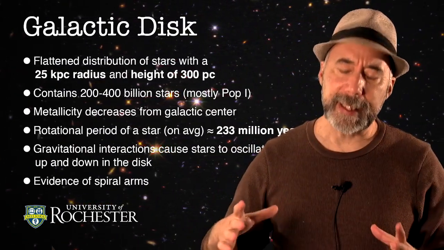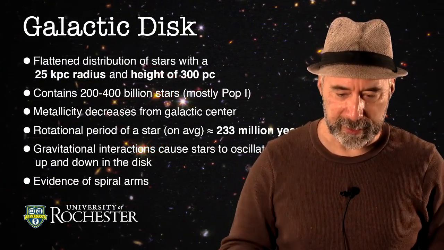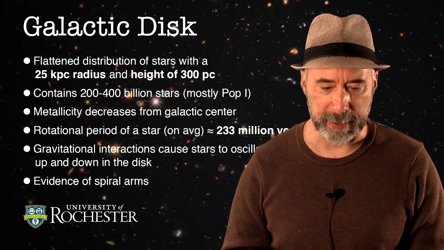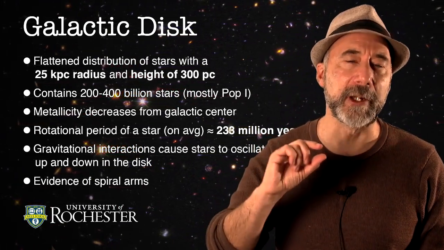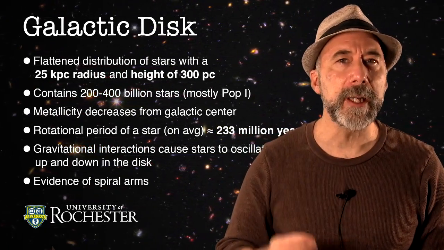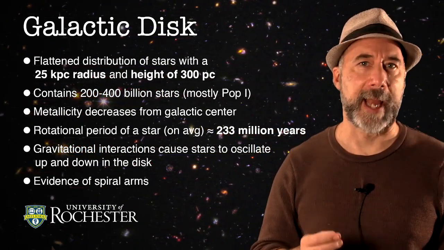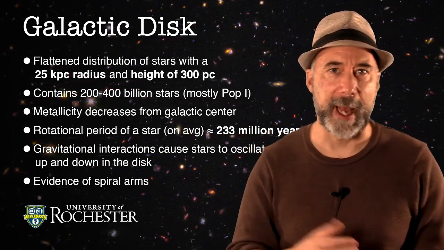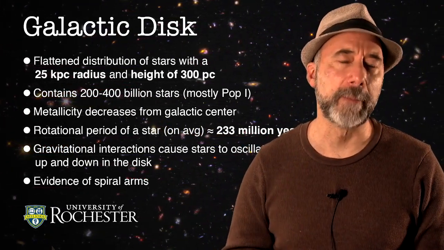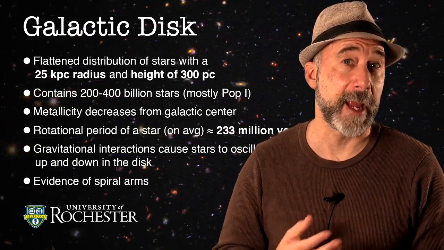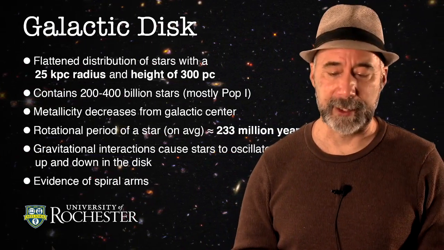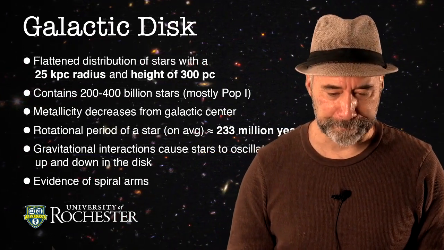So the galactic disk is a flattened distribution of stars. It's a disk. The radius is about 25 kiloparsecs, 25,000 parsecs, and has a height of about 300 parsecs. So it's really quite thin. There's more than 100 billion stars in the galaxy, in the disk. Most of the stars in the galaxy are actually in the disk. 100 billion stars. That's really a remarkable number when you think also about how many of those stars may have planets. As we've seen, it now seems like most stars have planets. So that's a lot of possibilities for life out there.